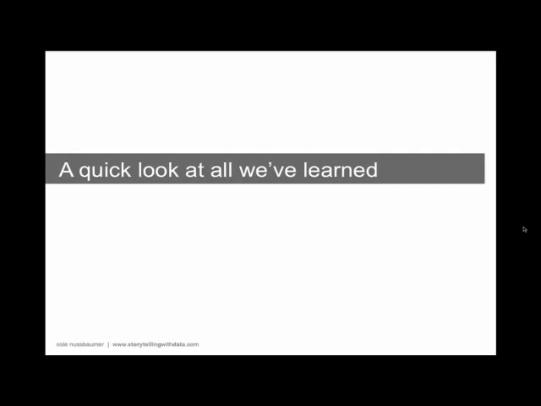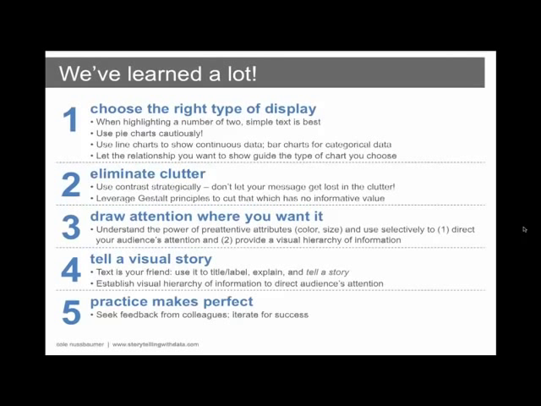So I want to do a quick recap, and then we've got a few minutes to tackle questions. We've covered a lot in the last 45 minutes or so. We started off talking about different types of charts and graphs and use cases for each: using simple text to highlight a single number or two, being cautious about our use of pie charts, using line charts for continuous data, bar charts for categorical data, and basically letting the relationship you want to show guide the type of chart you choose. In the second section, we talked about the Gestalt principles and being able to identify and hopefully start to feel more comfortable eliminating clutter from our graphs. It makes the data stand out so much more.